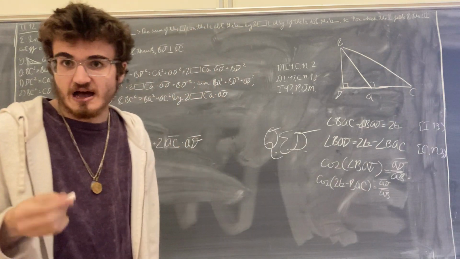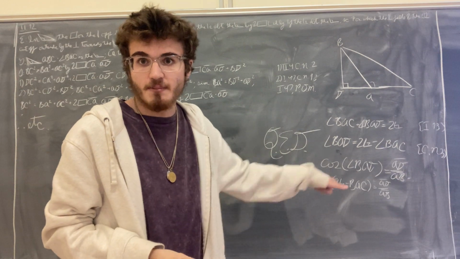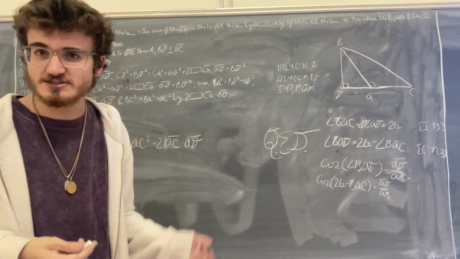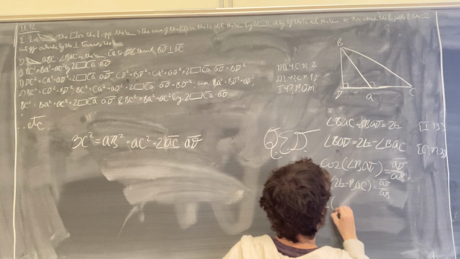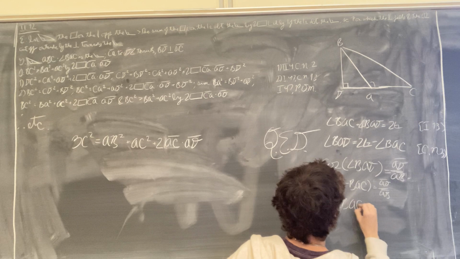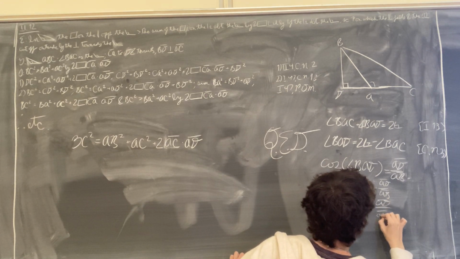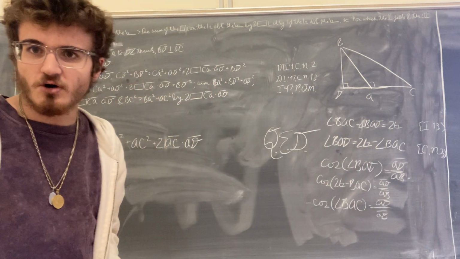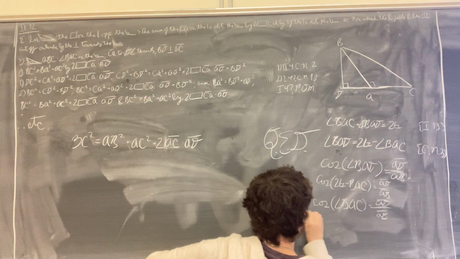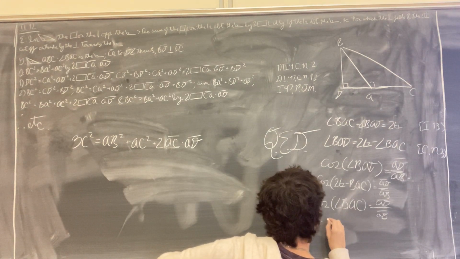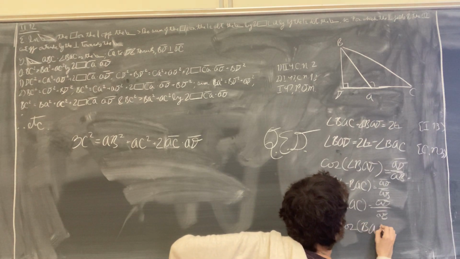Now, this is a common trig identity. We can say that the cosine of two right angles minus any angle equals the negative cosine of simply that angle. And so we can say that the negative cosine of angle BAC equals AD over AB. And so then if we multiply AB on both sides, we can say that AD is equal to the negative of AB cosine angle BAC.